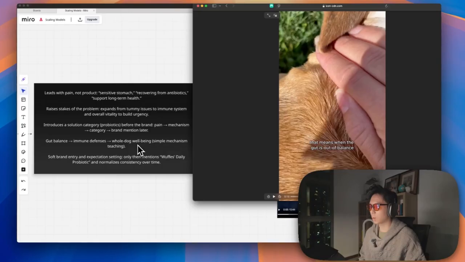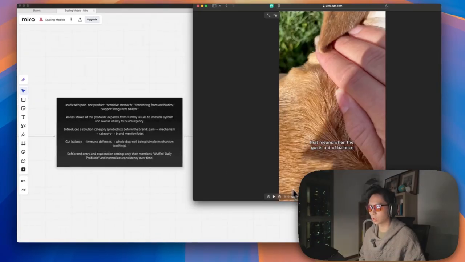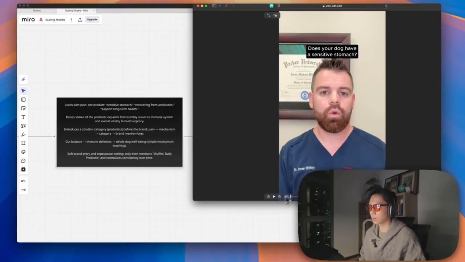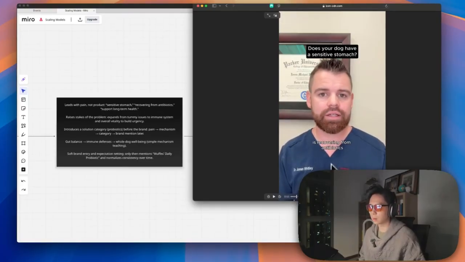Now let's quickly talk about this first. So why is this a problem-aware advertisement? Because you notice that the ad starts with whether your dog has a sensitive stomach, mentioning the problems that a dog may face. So in this case, sensitive stomach, recovery from antibiotics, and how you want to support long-term health.